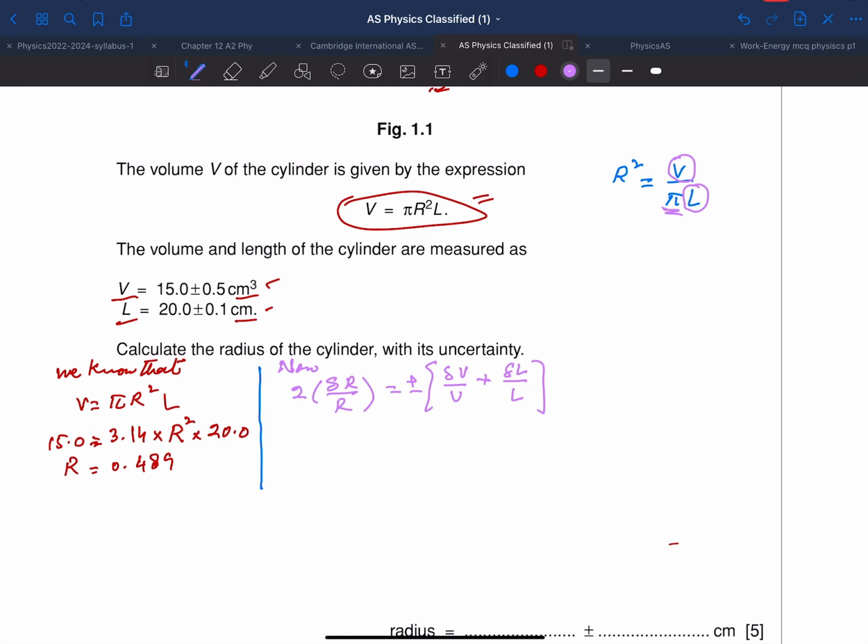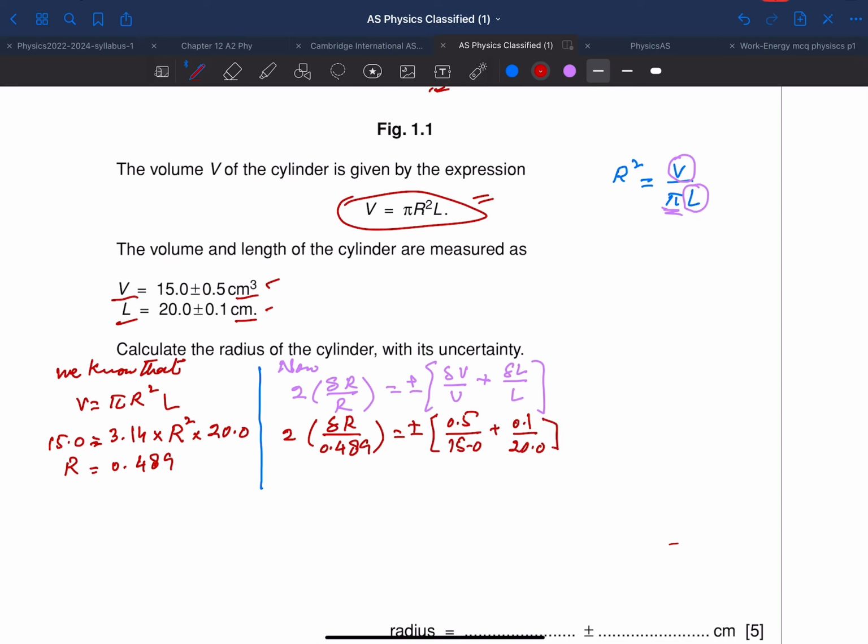So what you have to do now is just use the values, like del R you need to calculate. R you have already calculated, 0.489. Over here you have plus minus del V is 0.5, the value of V is 15.0, and del L is 0.1, and the value of length L is 20.0. So this is what you have.